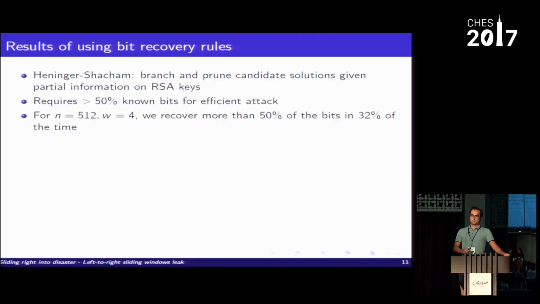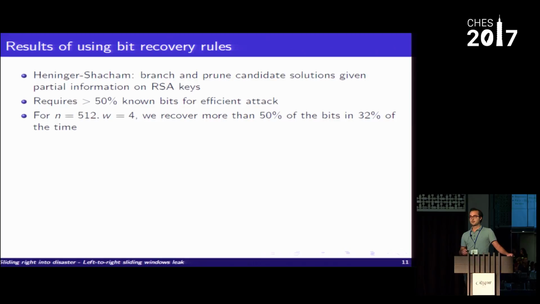Now, when you have a lot of known bits, you can apply the Heninger-Shacham algorithm. Basically, what you do is, out of all these known bits, you compute the candidate solutions, and you branch and prune these candidate solutions, giving partial information using RSA equations, and all the partial information you get on the RSA keys. So, for an efficient attack, you need at least 50% known bits.